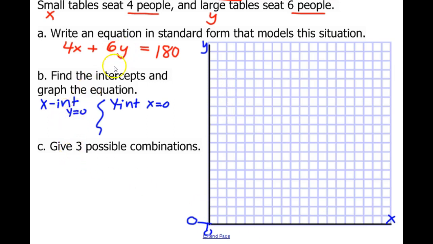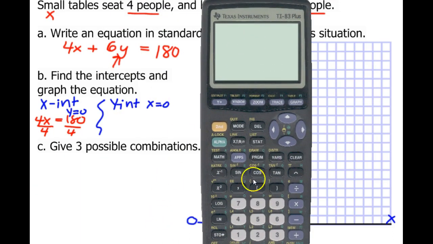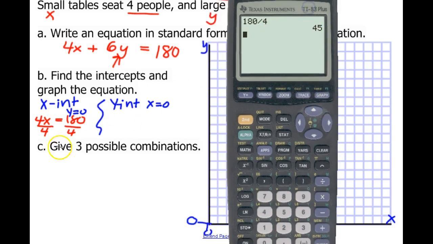So first I'm going to plug in when y is 0. So 4x plus 6 times 0 would just be 0, so I'm not going to write that, equals 180. So divide by 4. 180 divided by 4 gives us 45.